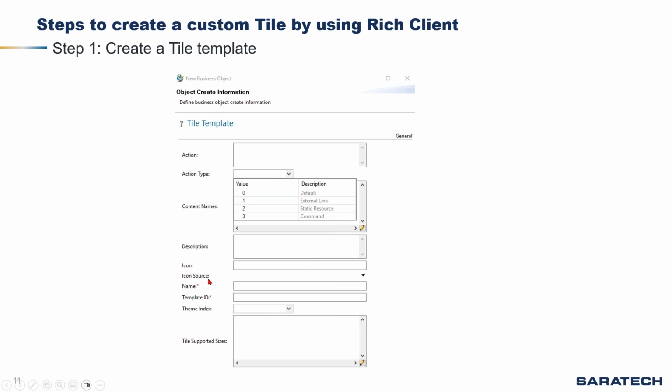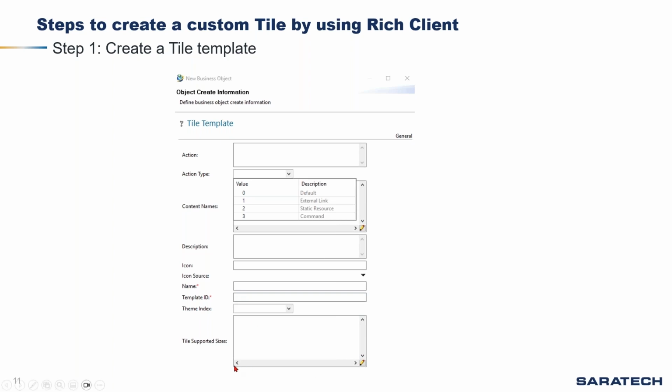For the icon and icon source, this is where we input the icon of the tile. Basically, we can use a custom icon, or we can use the out-of-the-box icon provided by Siemens. For the name, this is the name of the tile template. And for the template ID, this is the name of the tile template that we will be calling out in the tile.